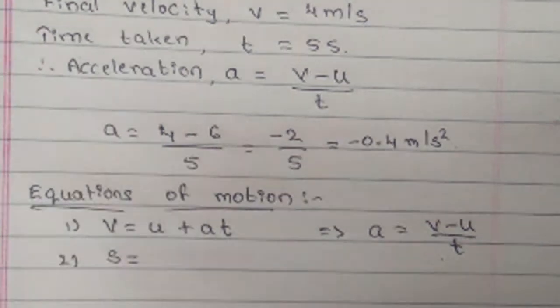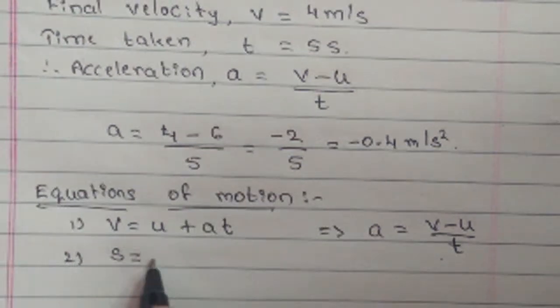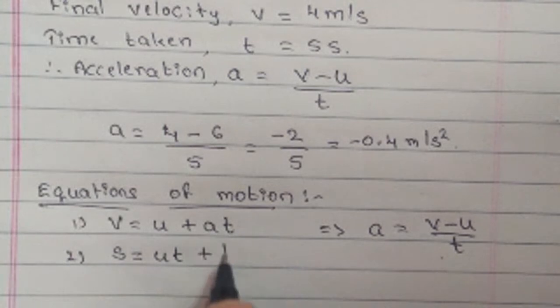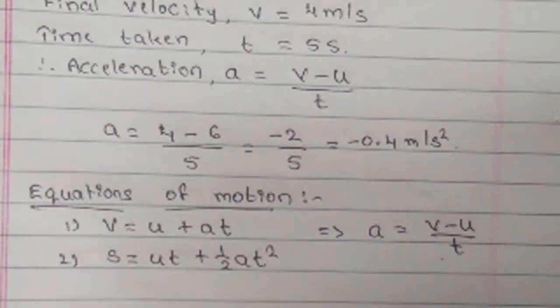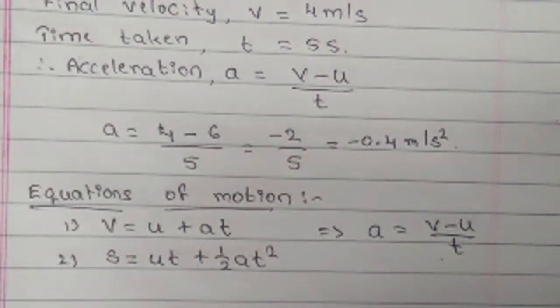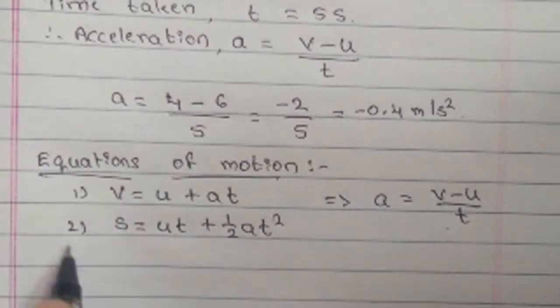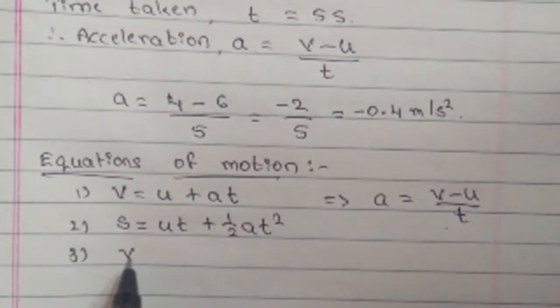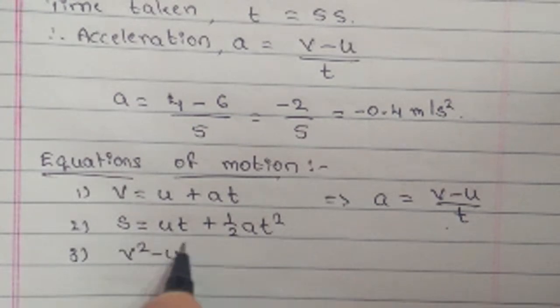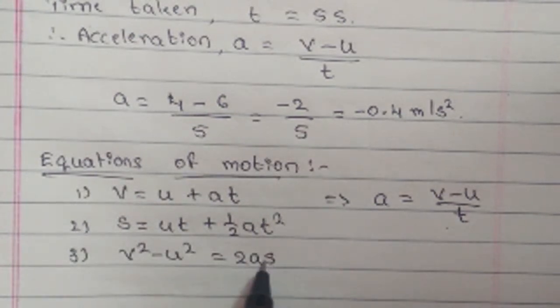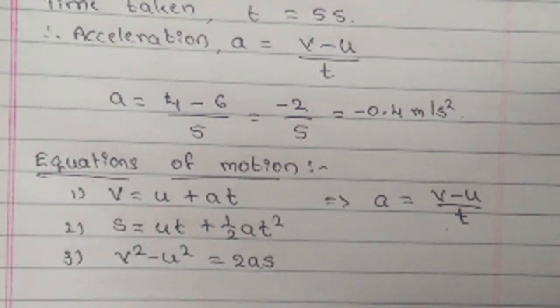S here is not speed, s means the distance travelled by the object. So s is equal to ut plus half at square. Then the third expression, v square minus u square is equal to 2as.